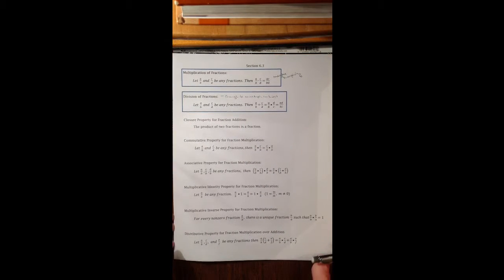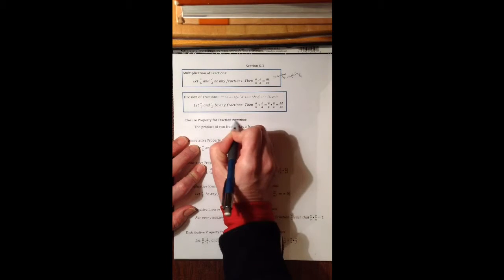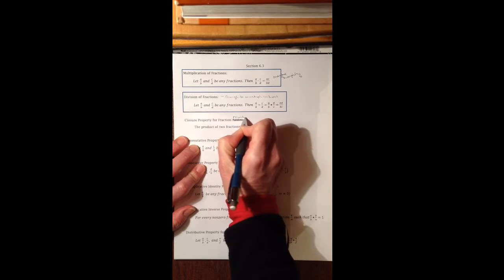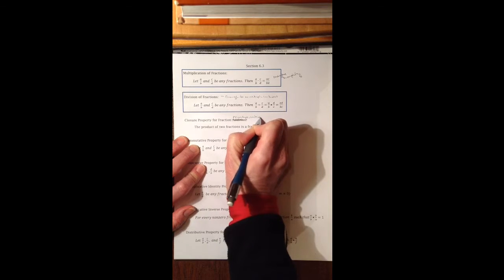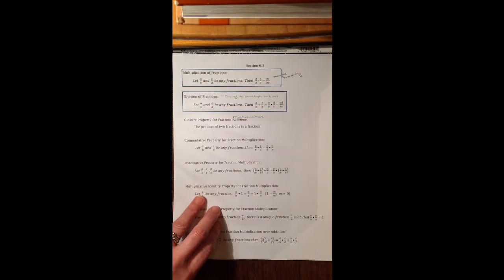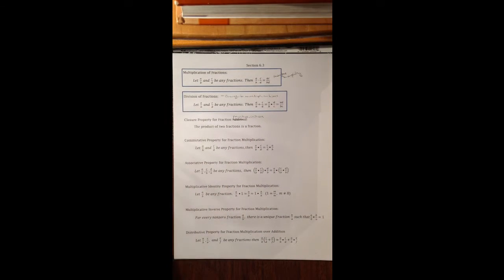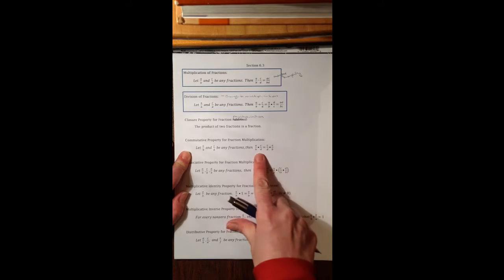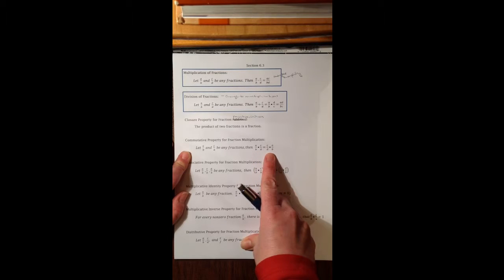The closure property of fraction, this is a typo, it should say multiplication, is the same idea as we talked about previously, that if you multiply two fractions together, you will always get a fraction. And we talked about that on Friday as well. Commutative property we talked about on Friday, and it works for multiplication as well. You can change the order of any two things that you're multiplying, and you will have an equivalent statement.